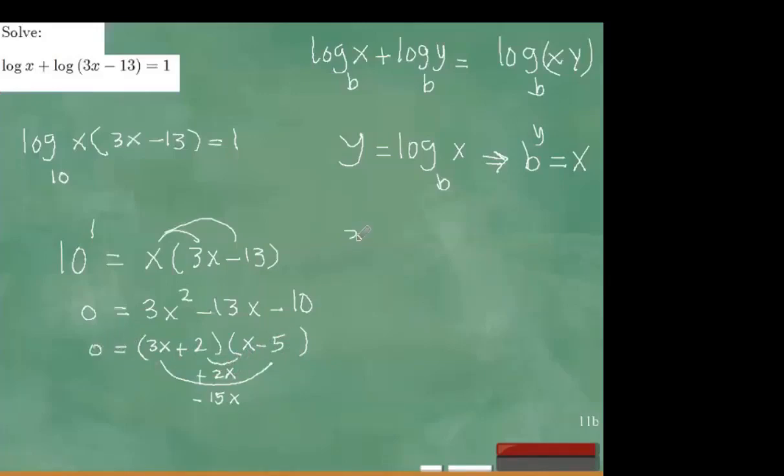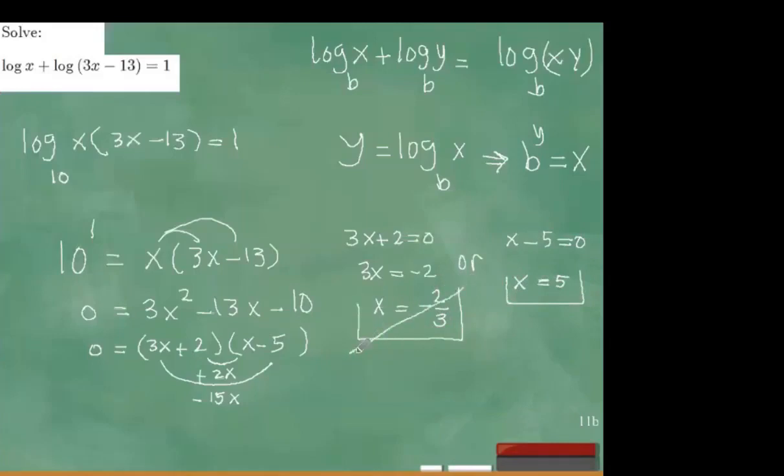So I get 2 solutions. 3x plus 2 equal to 0. 3x is equal to negative 2. So x would be equal to minus 2 over 3. Or x minus 5 is equal to 0. X would be equal to 5. We're going to accept x equal to 5 as my solution. However, the minus we're not going to accept. So x would be equal to 5 is my only solution here.